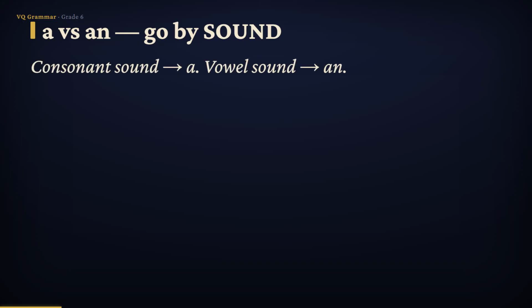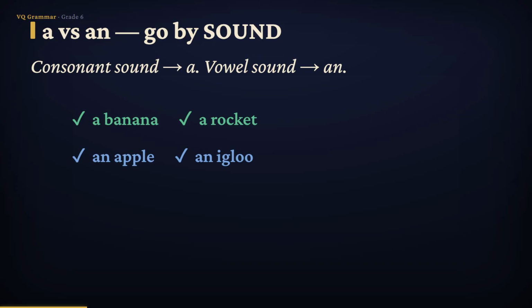Now, when do you use a and when do you use an? Here's the secret. It's all about sound, not spelling. Use a before a word that starts with a consonant sound, like a banana or a rocket. Use an before a word that starts with a vowel sound, like an apple or an igloo. But watch these 2 tricky ones.